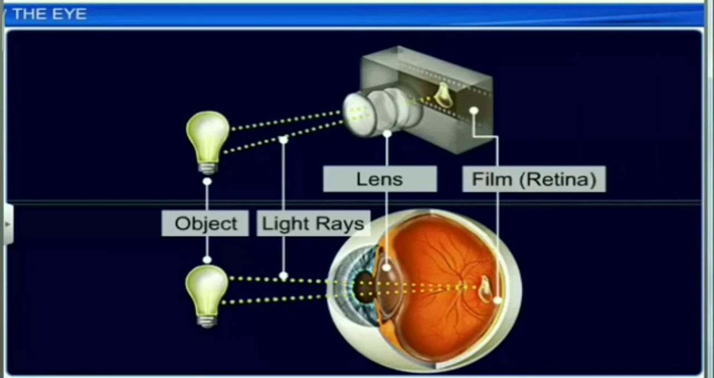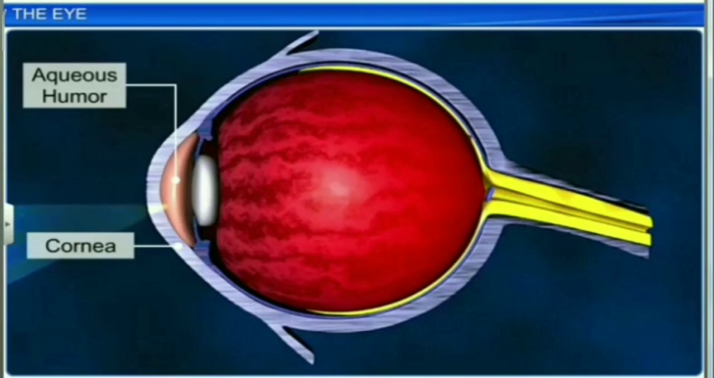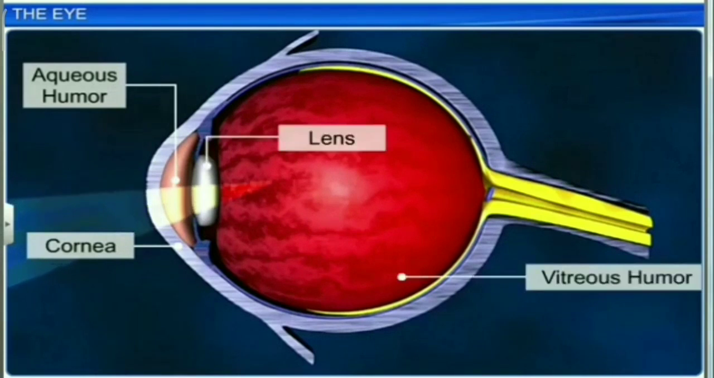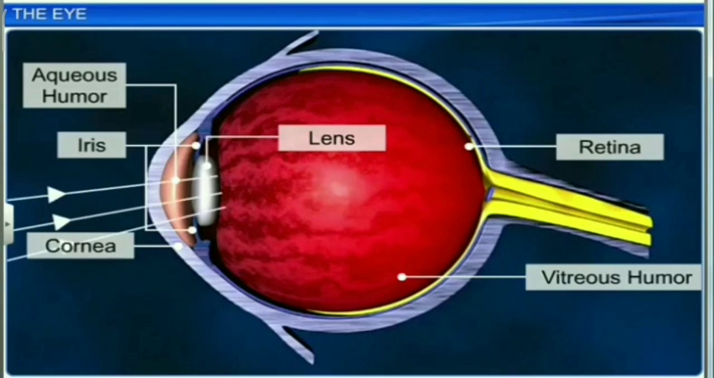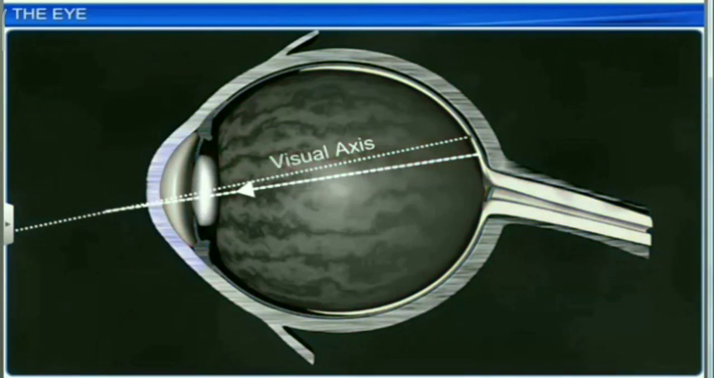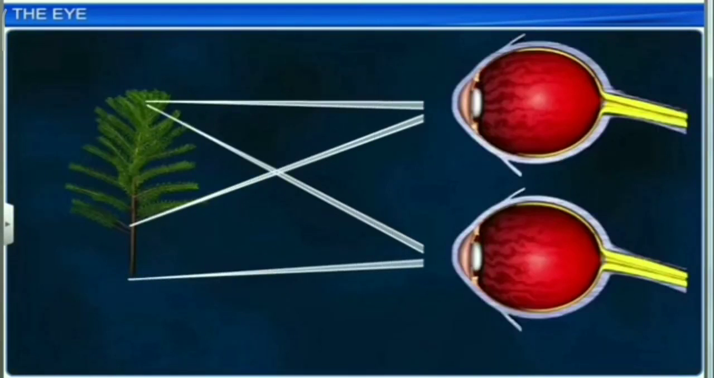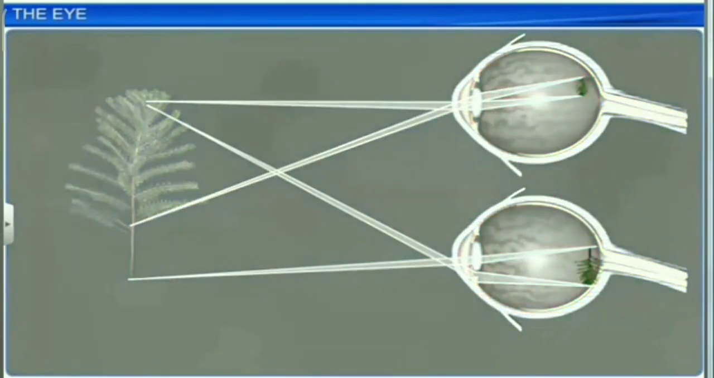Now how is an image generated? Whenever the light rays from the object pass through the conjunctiva, cornea, through the pupil, upon the lens, and are focused on the retina to form an image. In the visual area of the cerebrum, the nerve impulses are analyzed and the image formed is recognized by your brain.